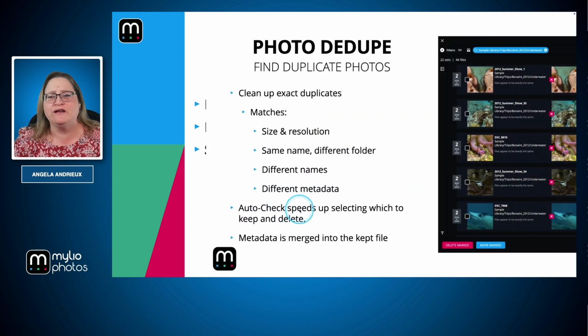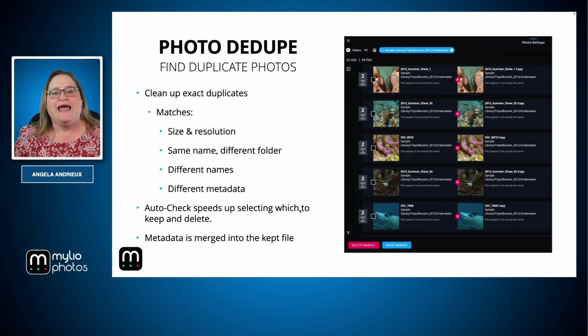Actually, today I want to go ahead and start with Photo DeDupe. This is the process of finding the exact duplicates in your library. What that matches is things that have the exact same size and resolution. They can be the same name but in different folders. They can have different names. They can have different metadata.